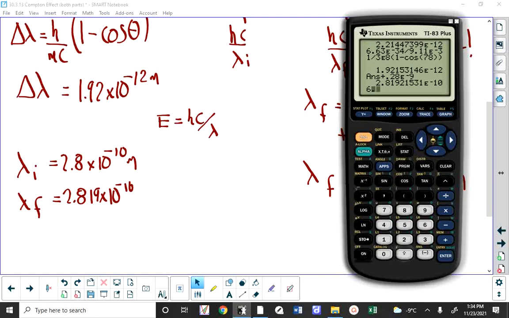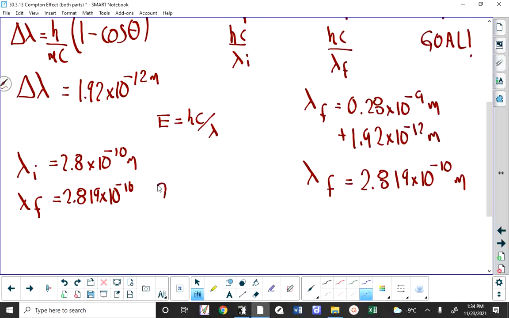I'm going to do hc over lambda for this one first because the number is right there. How many of you have an answer, by the way, now? A couple more people. Oh, that's hc divided by 2.81921531 times 10 to the negative 10. So the energy in joules of the photon afterwards is 7.055 times 10 to the negative 16 joules.